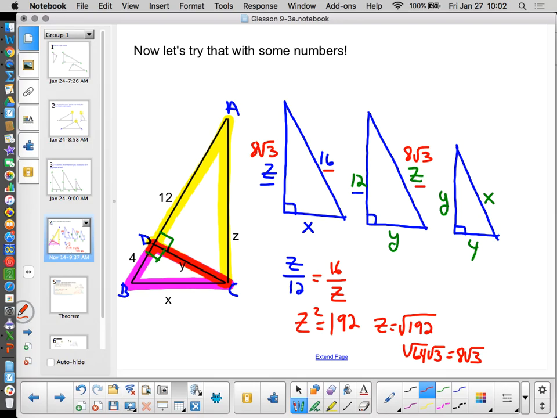Now I have these triangles drawn out. Because I know two sides of my right triangle, I can easily find the third using Pythagorean theorem. Know two sides, find the third using Pythagorean theorem. That's what we're going to be practicing. This is what we're going to be working on today.